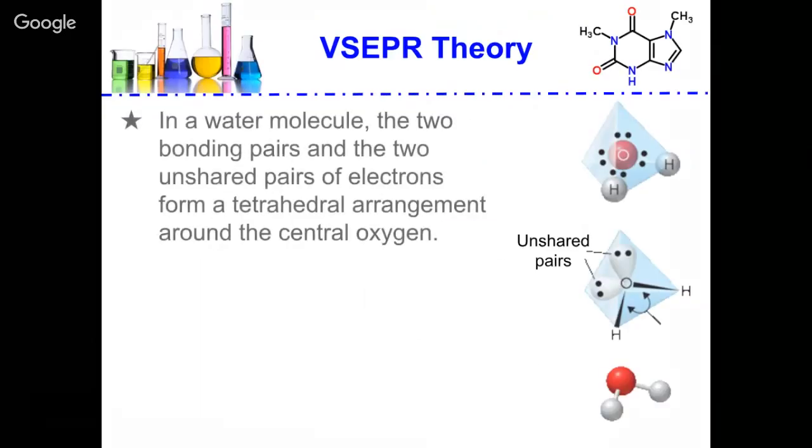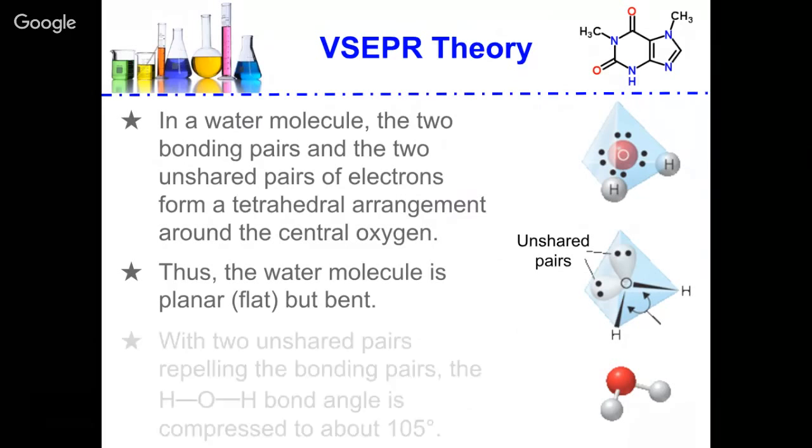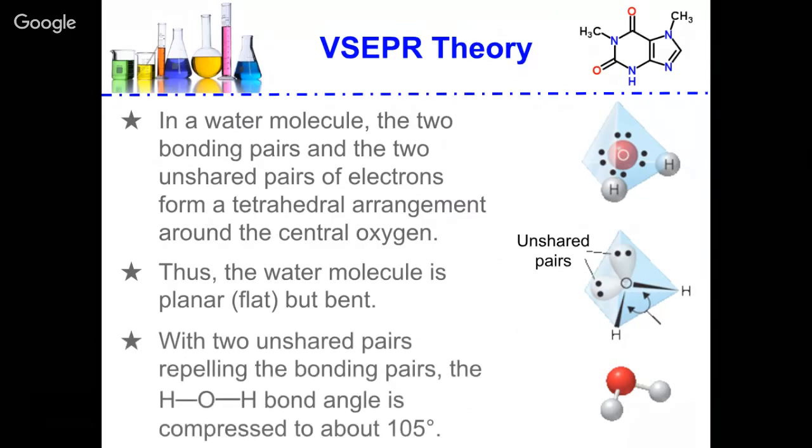In a water molecule, the two bonding pairs and the two unshared pairs of electrons form a tetrahedral arrangement around your central atom. Because we have two unshared pairs, that molecule is actually going to be bent, and that bond angle is going to be even less than 109.5. It's going to be 105 degrees.